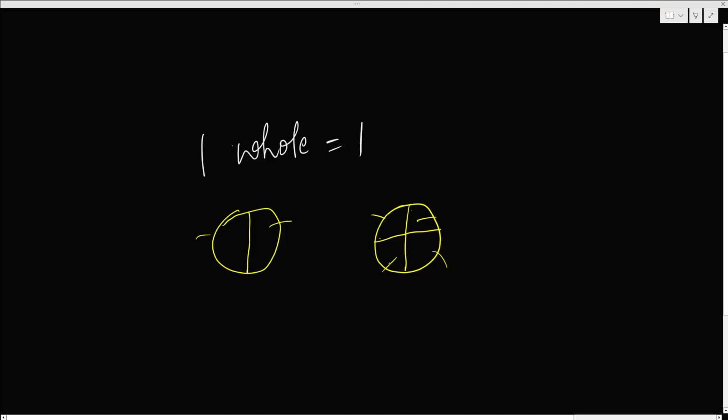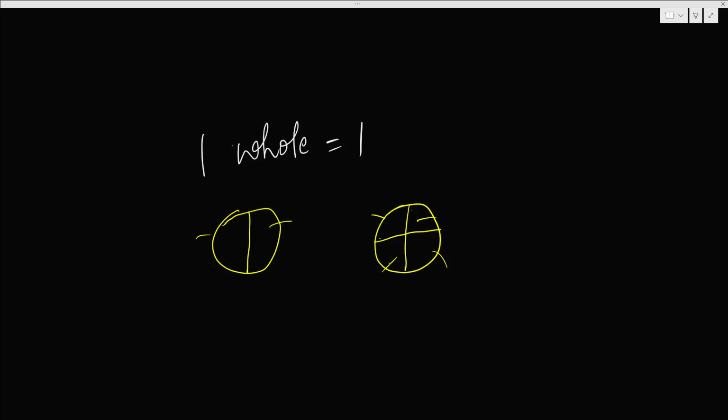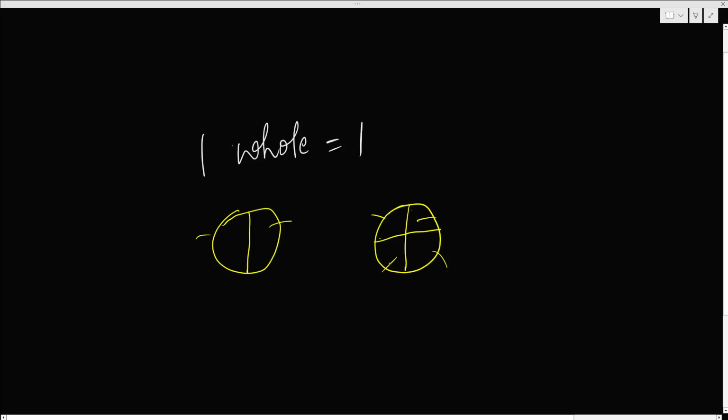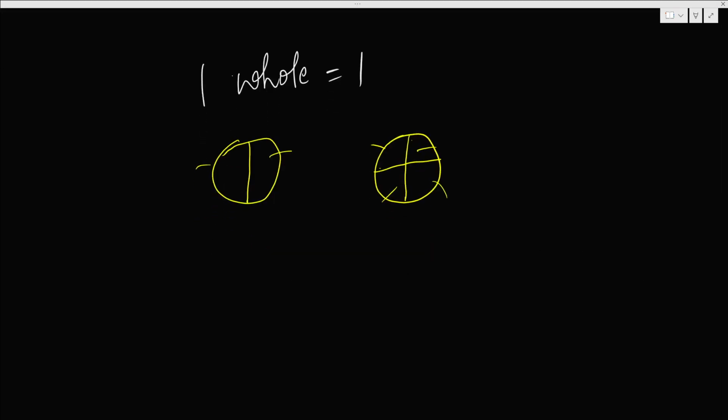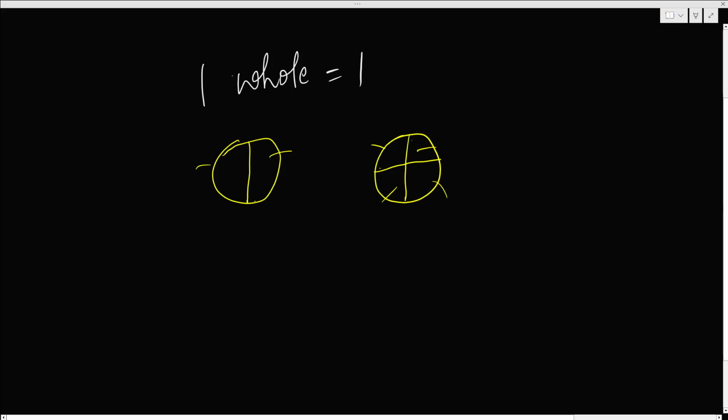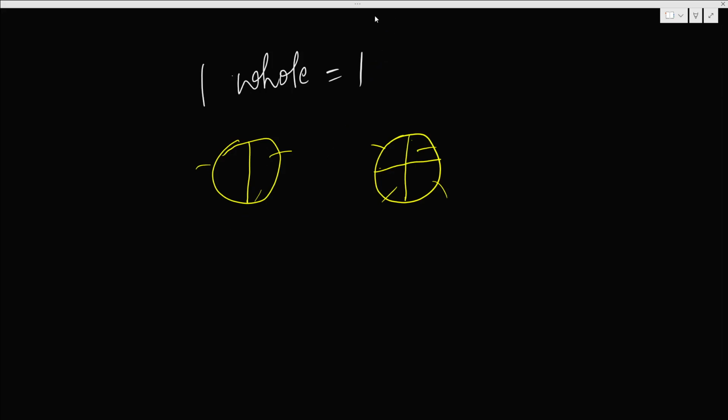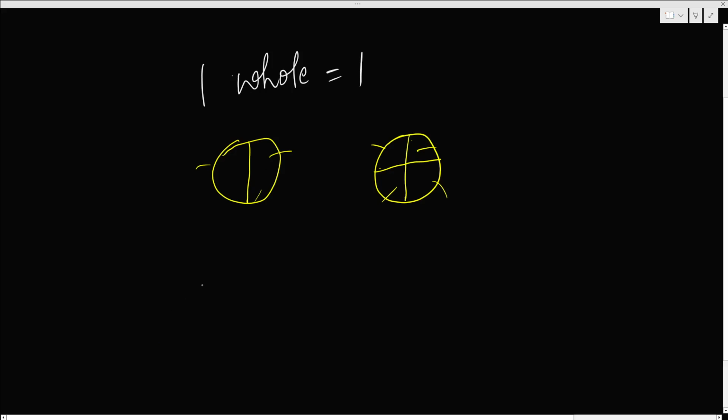So, what is a fraction? A fraction means a part of a whole. So, this is 1 by 2, and this is 1 by 4.